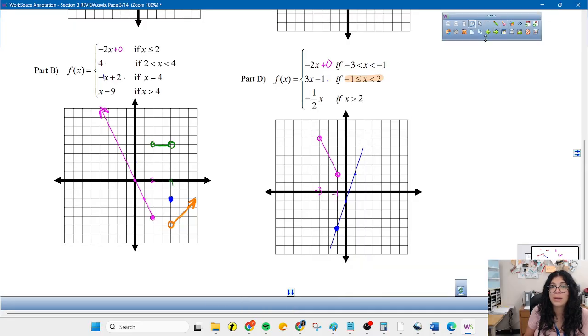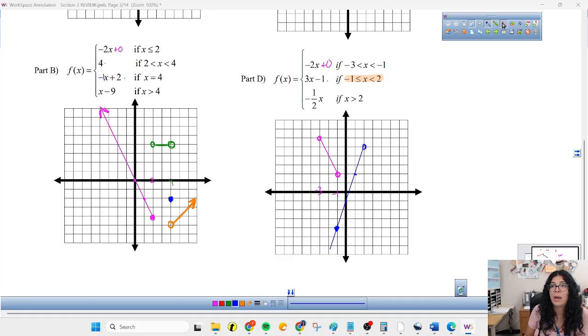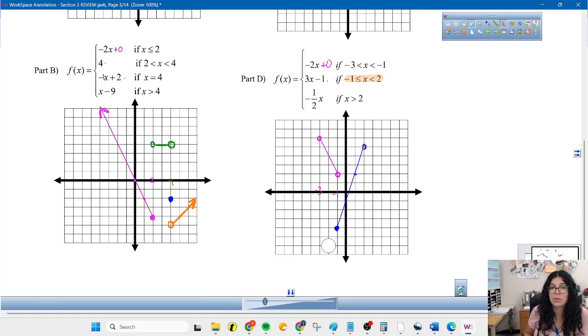But I would erase the rest of the line. I'm only going to be using the line in between those two x values. So no arrows on either side of those. And then the last one, the equation is negative 1 half x plus 0. So the y-intercept would be at 0, and you're going down 1 to the right 2.